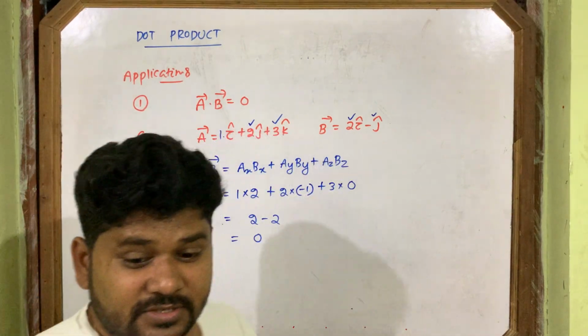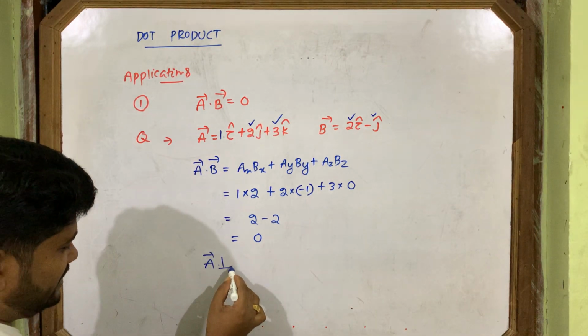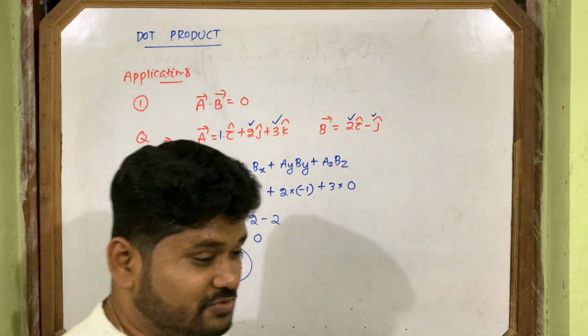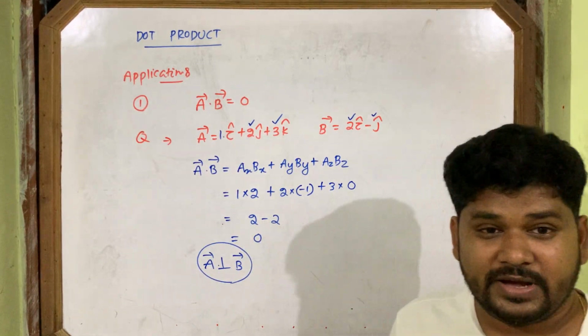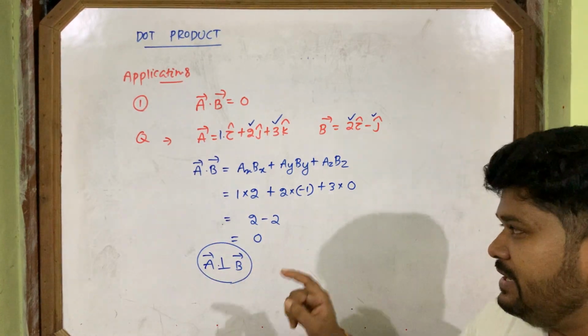So what's your conclusion? But don't forget to write this line: so a vector is perpendicular to b vector. Some students after getting 0, they leave it here, so you lose half a mark. You have to write that it's coming 0, so a vector is perpendicular to b vector.